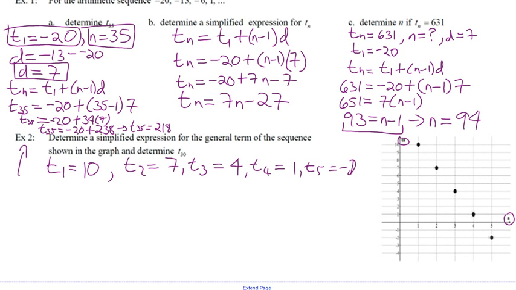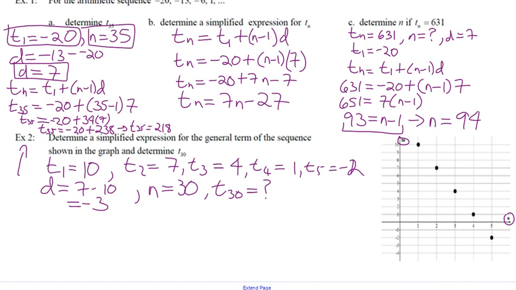Negative 2. Sorry. Okay, so you could do that, right? And then from that, you should be able to get d. If you want to calculate it, d is 7 minus 10, which is negative 3. Okay, what else? n is 30. And T30 is what we want to find.